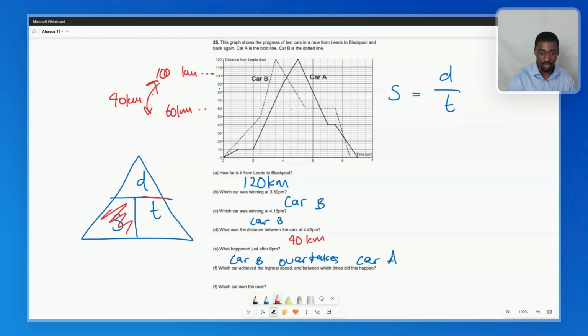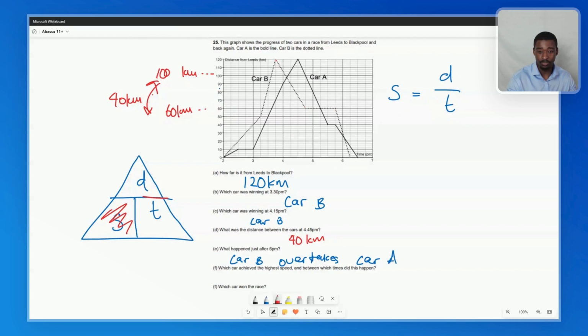But if we compare that to this area over here, we've covered zero distance. Over here, we're at 60 kilometers from Leeds. Here, we're still at 60 kilometers from Leeds, but time has passed. And therefore, it's a very low distance and a high time. And therefore, it's a low speed. So here, we're looking for steep lines.